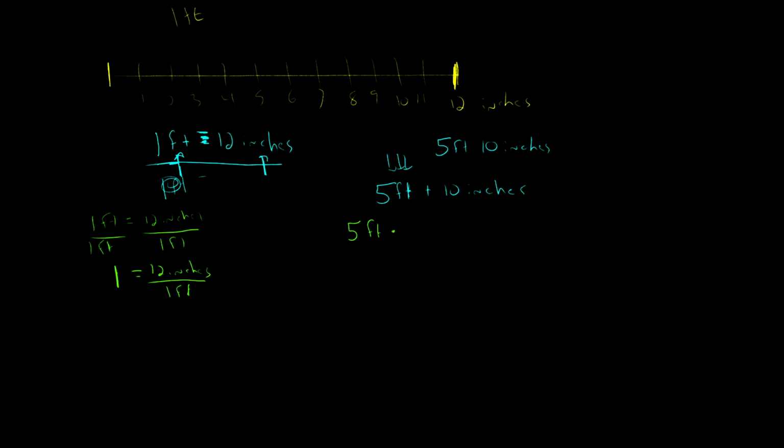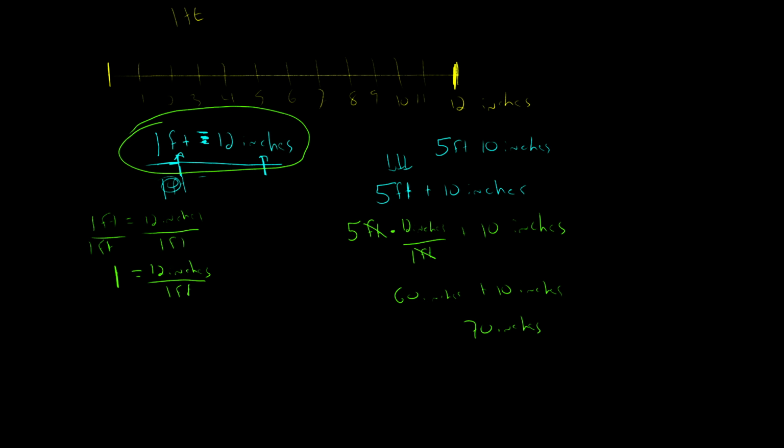So I'll multiply by 12 inches over 1 foot, plus 10 inches. The feet cancel, because like a fraction, feet over feet. And so I have 5 times 12, or 60 inches, plus 10 inches, or 70 inches altogether. And these statements of conversion create these fractions.